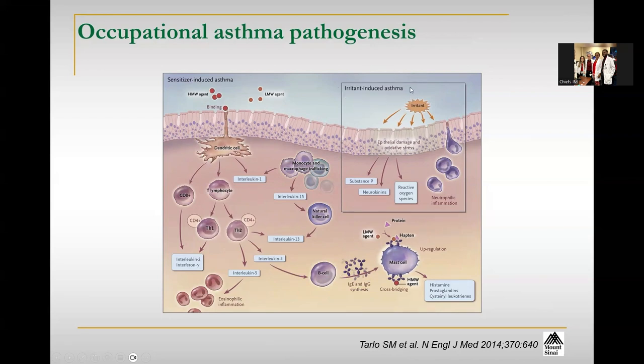But also there is the irritant-induced one, where there is epithelial damage and oxidative stress, and there are some reactive oxygen species, neutrophilic inflammation. But somehow this pathway eventually also converges with these other ones. So the manifestations may end up being similar, but the way they originate and how the cascade proceeds is different between the two. So these are the two major types of occupational asthma that are recognized: sensitizer-induced and irritant-induced.